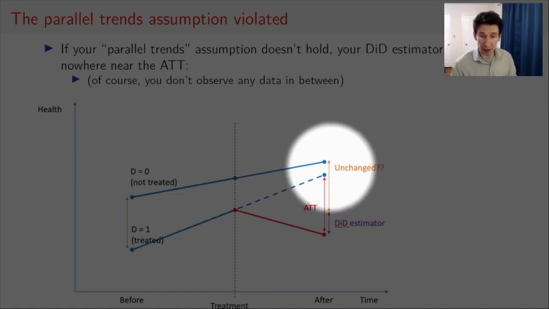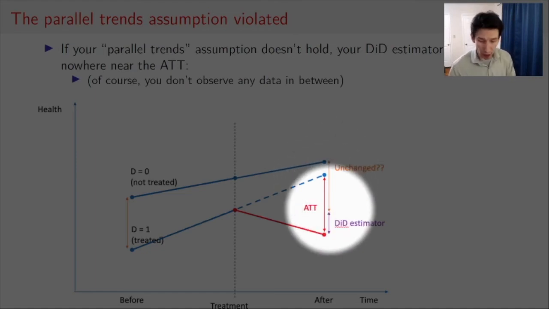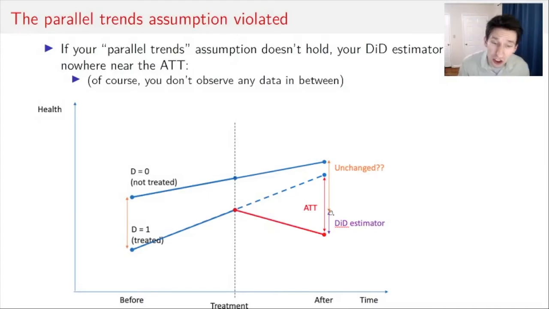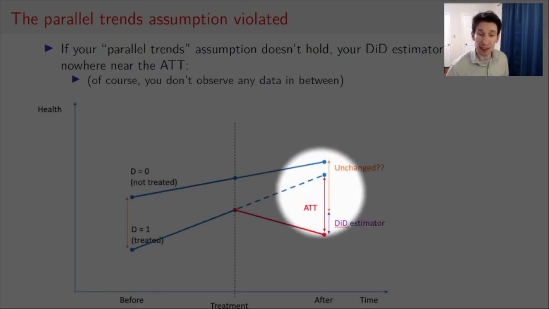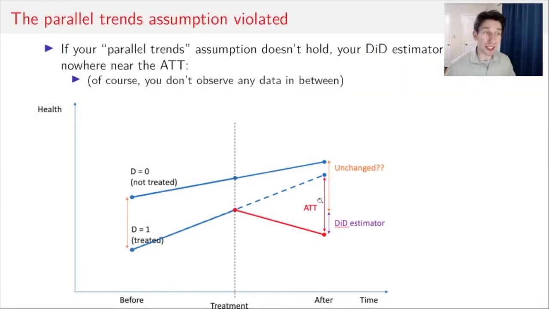However, you make the assumption that this orange arrow remains unchanged, and so your difference in difference estimator tells you the average treatment on the treated is this small, with the purple arrow, when in fact it is this large, with the red arrow. And so as you see, if your parallel trends assumption does not hold, your diff-in-diff estimator is nowhere near the actual real treatment on the treated effect.